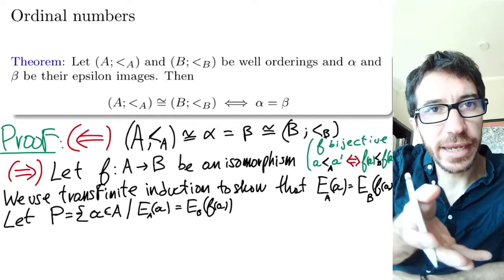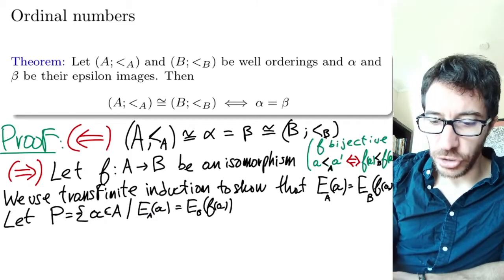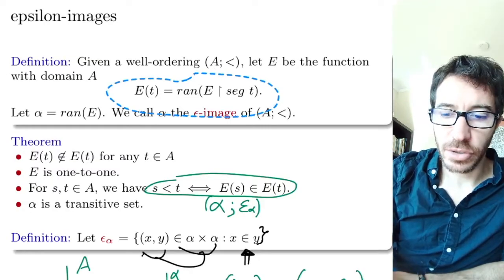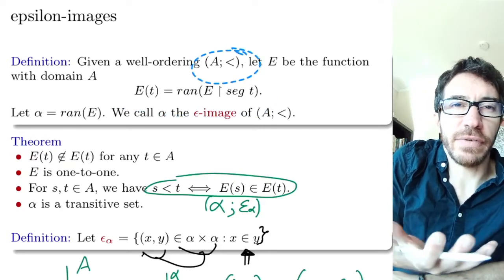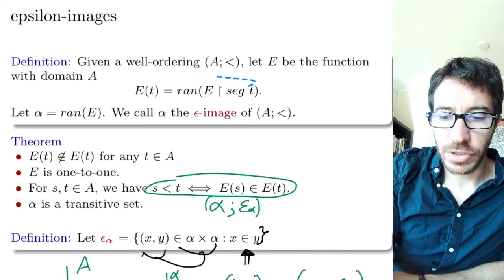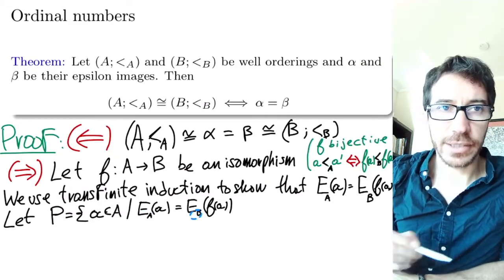This little a and little b that I'm putting down here is because the definition of the epsilon image depends on the well ordering A. So essentially, you will have two different functions E, one for A and one for B, according to this definition. So that's what that means. This is according to little a, this is according to B.